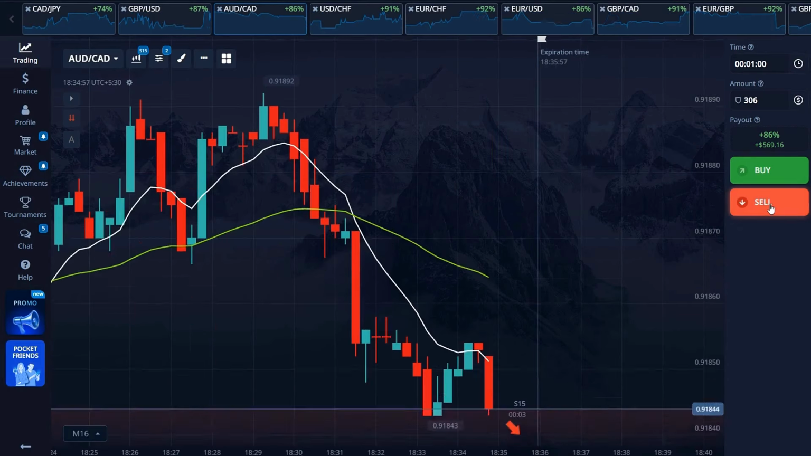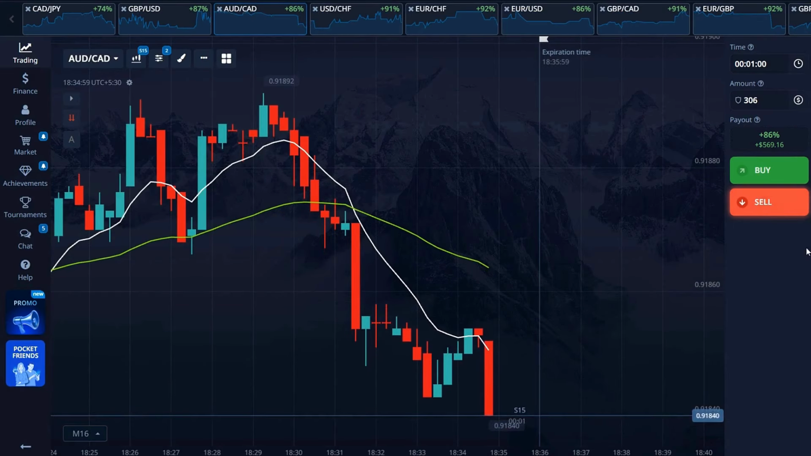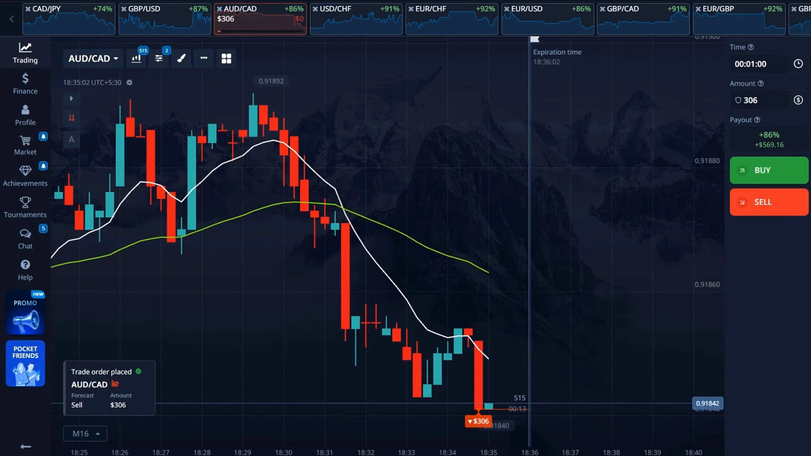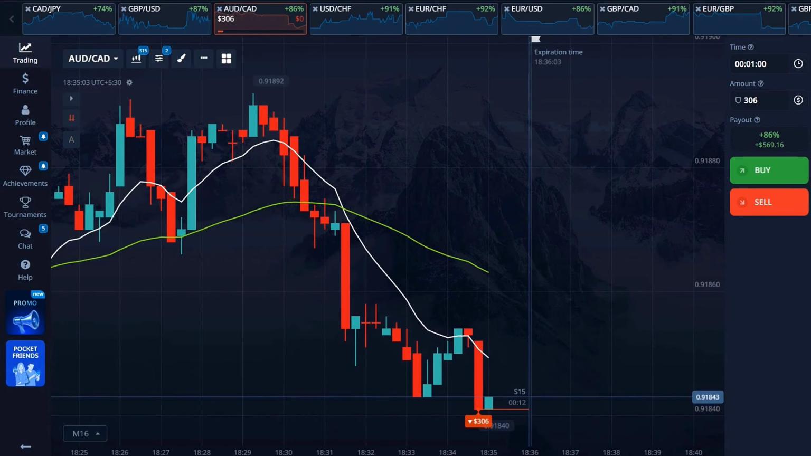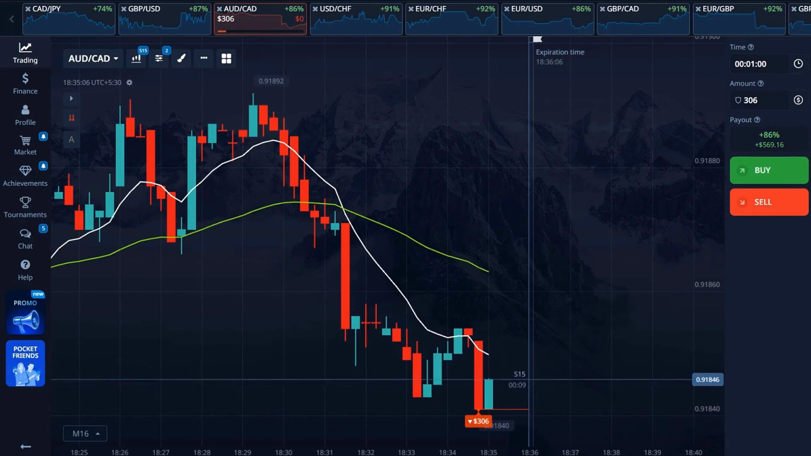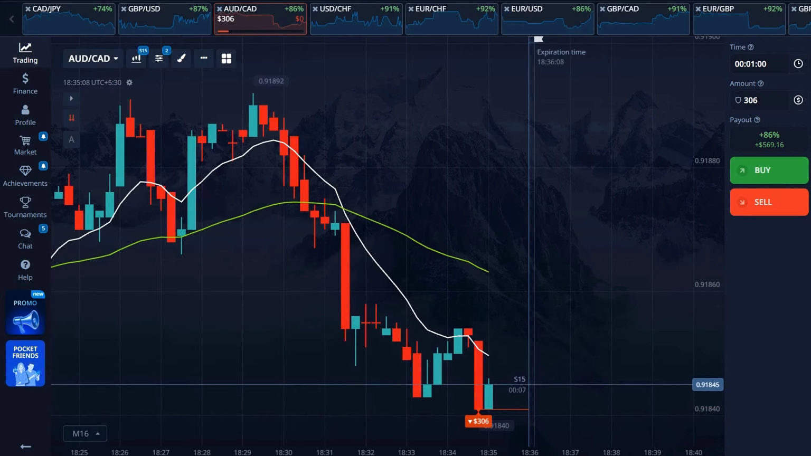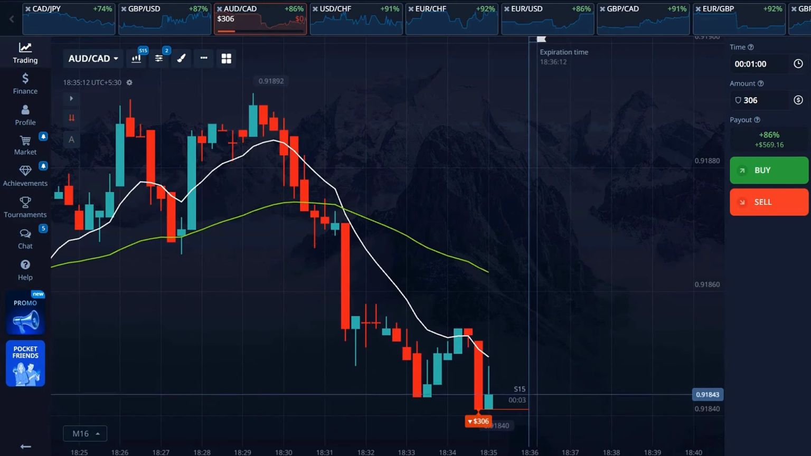In this setup, the market had already shifted into a clear downward trend. EMA 10 had crossed below EMA 50, and the candles were consistently forming lower highs and lower lows. After that strong drop, price retraced back toward EMA 10 for the very first time.